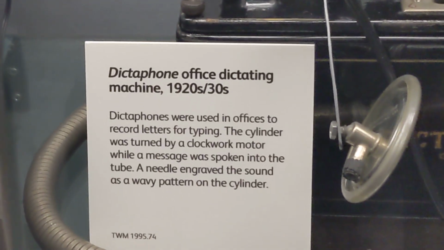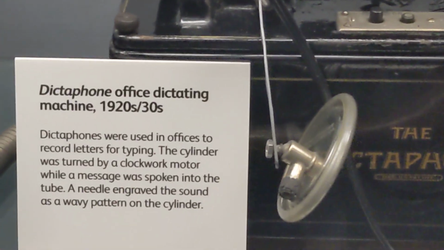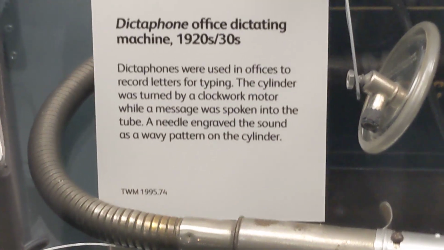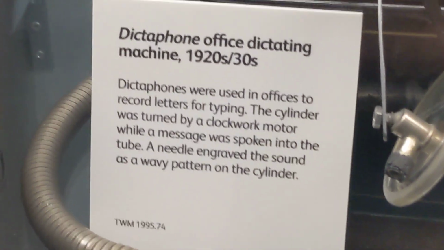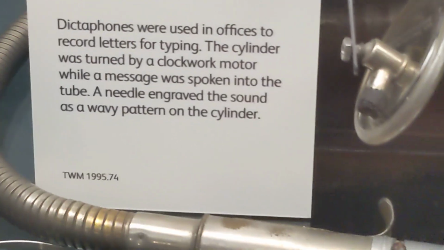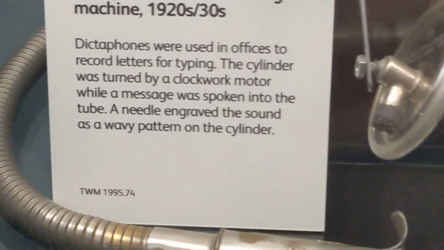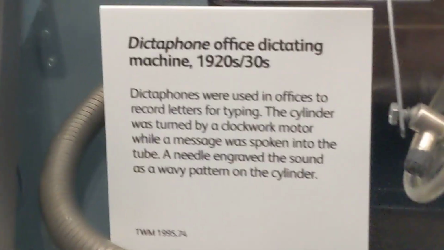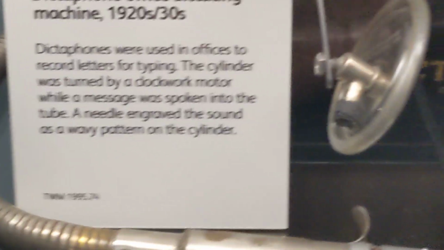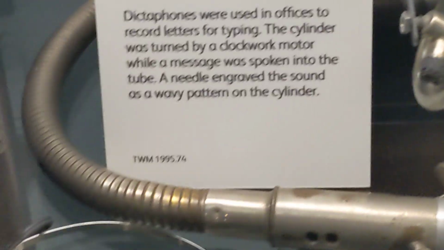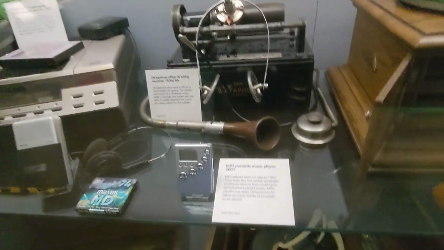Dictaphone office dictating machine, 1920s, 30s. Dictaphones were used in offices to record letters for typing. The cylinder was turned by a clockwork motor while the message was spoken into the tube. The needle engraved the sound as a wavy pattern on the cylinder, which is there.